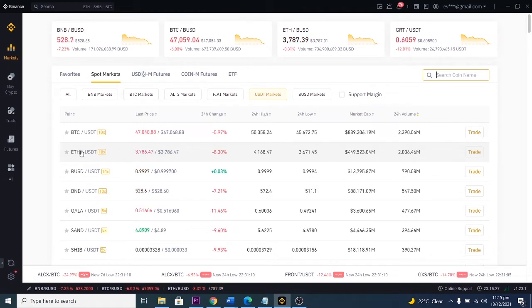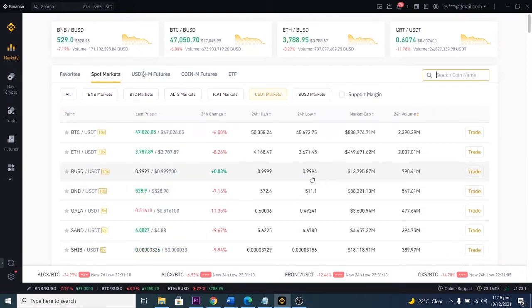And then the fourth coin is stablecoin. Stablecoin is USDT, US dollar Tether. It actually derives its value from the US dollar, so it's actually at equal value with the US dollar. So it's a stablecoin. It doesn't fall and it doesn't rise.